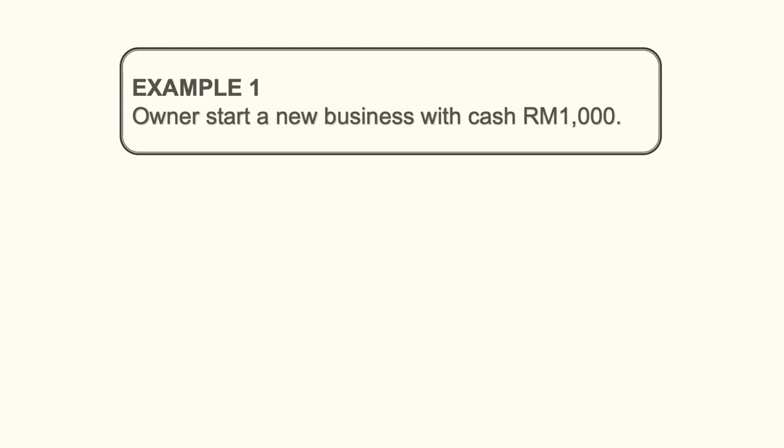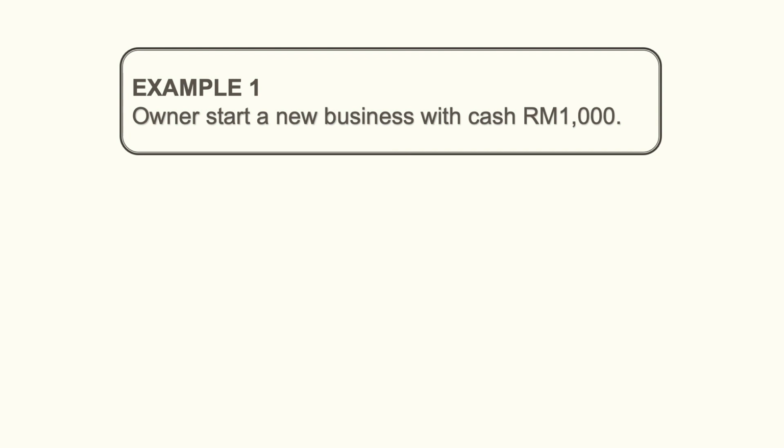So you can go into detail by looking at examples. Let me go to the example first. Example number 1: the owner starts a new business with cash RM 1000. So you can see the point here: the owner starts a new business with cash. That means the owner puts money, 1000, into the company.